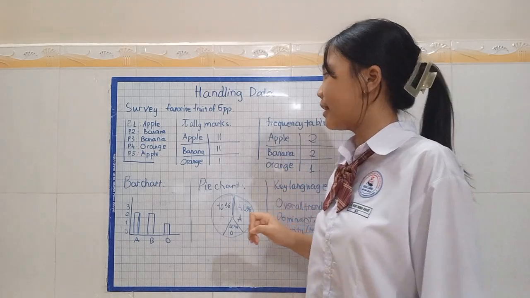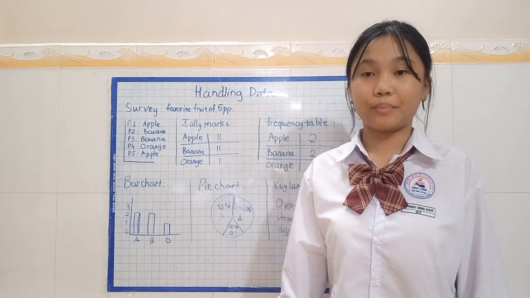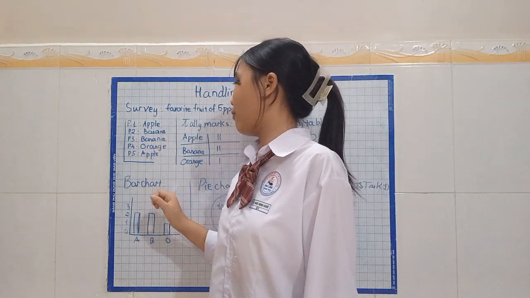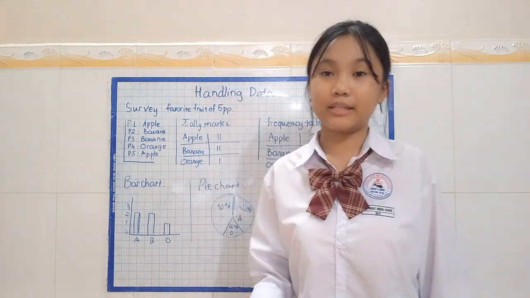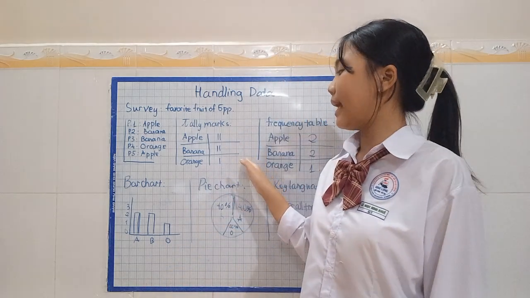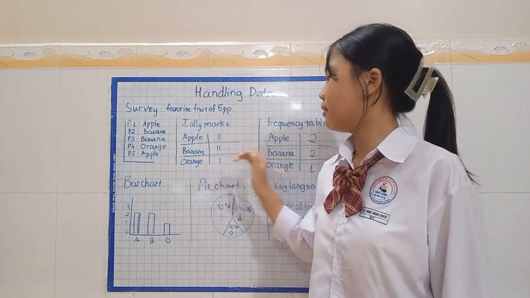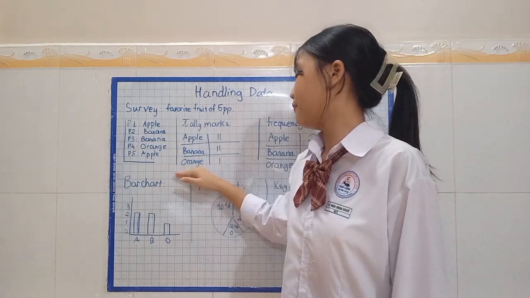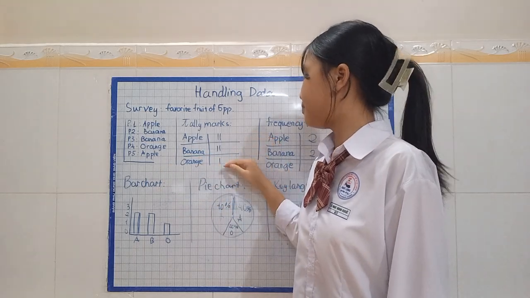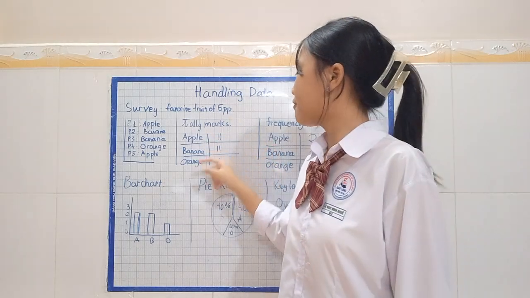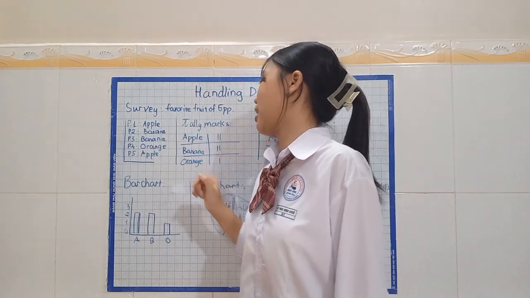Tally marks are going to be the perfect way to represent my data, because my data only has 5 people and only has 3 categories. So I want to present it in a small table like this, with the categories in the first column and the tally marks in the second column. I want to have 3 rows since I have 3 categories.